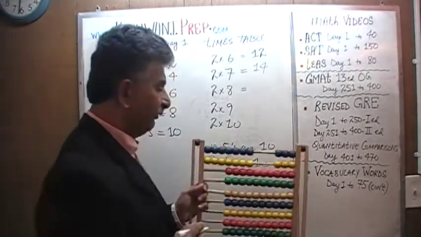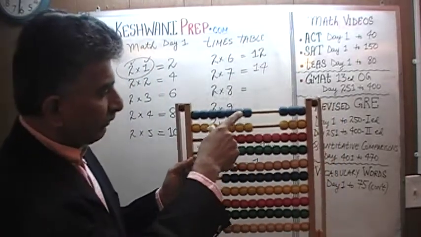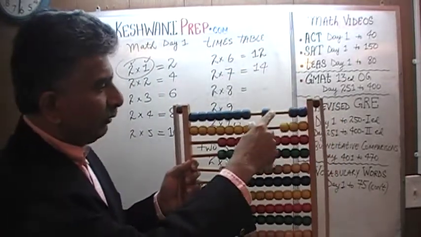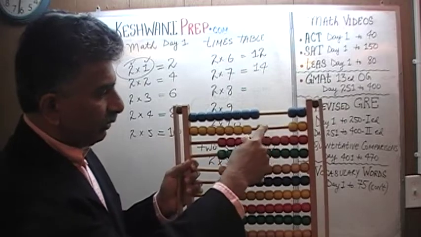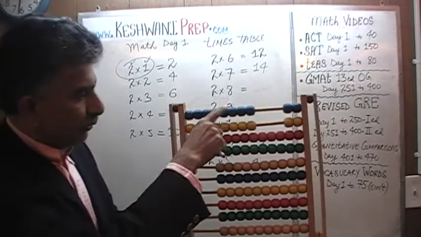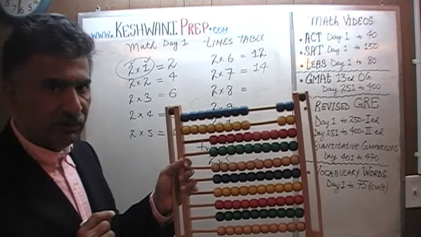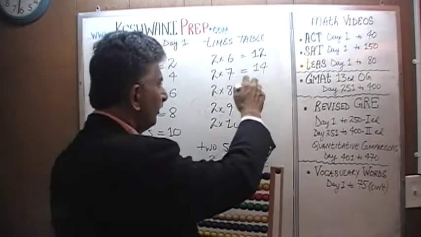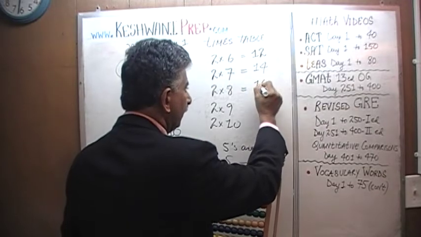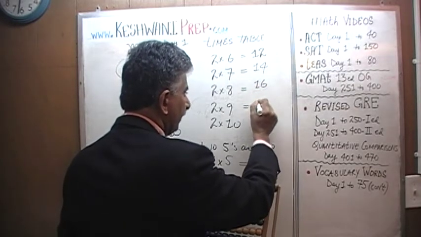Now we need 2 eights. We already have a group of 7 and a group of 7. If we add 1 more to it, this is a group of 8. If we add 1 more to it, this is a group of another 8. 2 eights, how much do you suppose 2 eights are going to be? 2 eights are going to be 16. It's going to be 2 more than before. 16. And 2 nines are going to be 2 more than that, which is going to be 18.